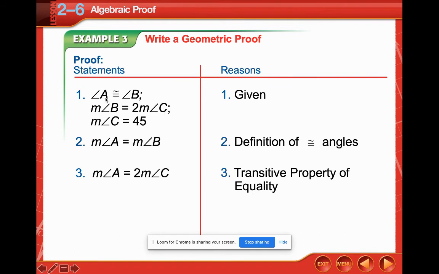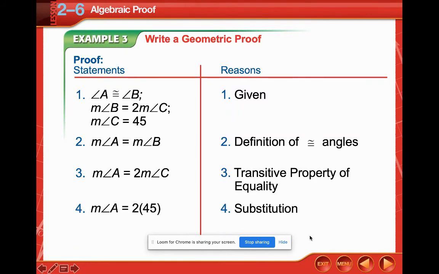Because it's transitive. This is Susan. She got the same grade as John, and John got twice as good a grade as Becky. So therefore, Susan also got twice as good a grade as Becky. The measure of angle A is also 2 times the measure of angle C.